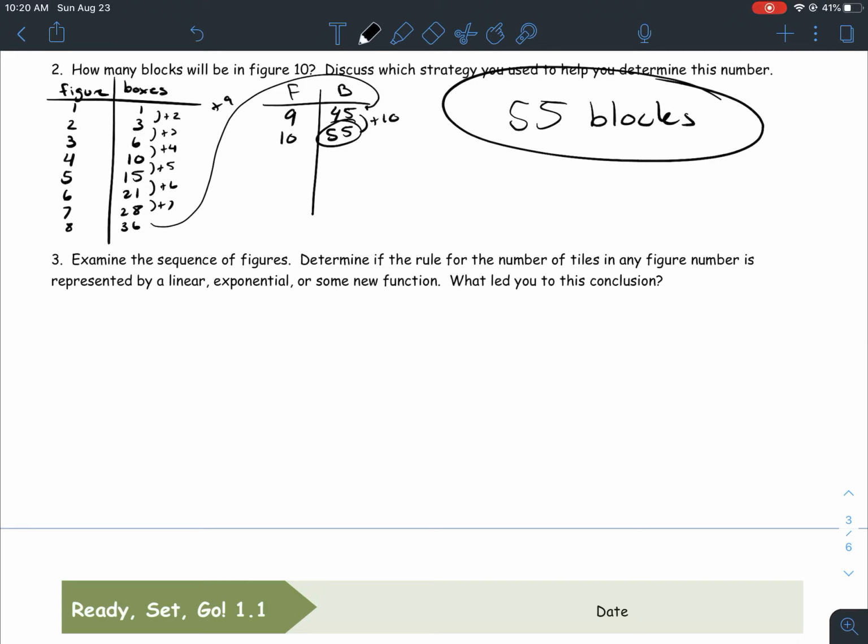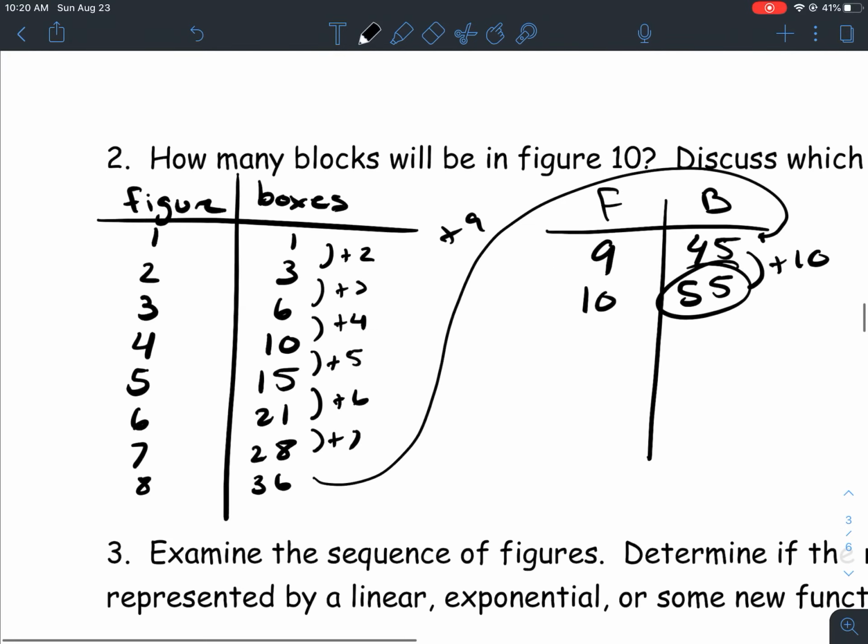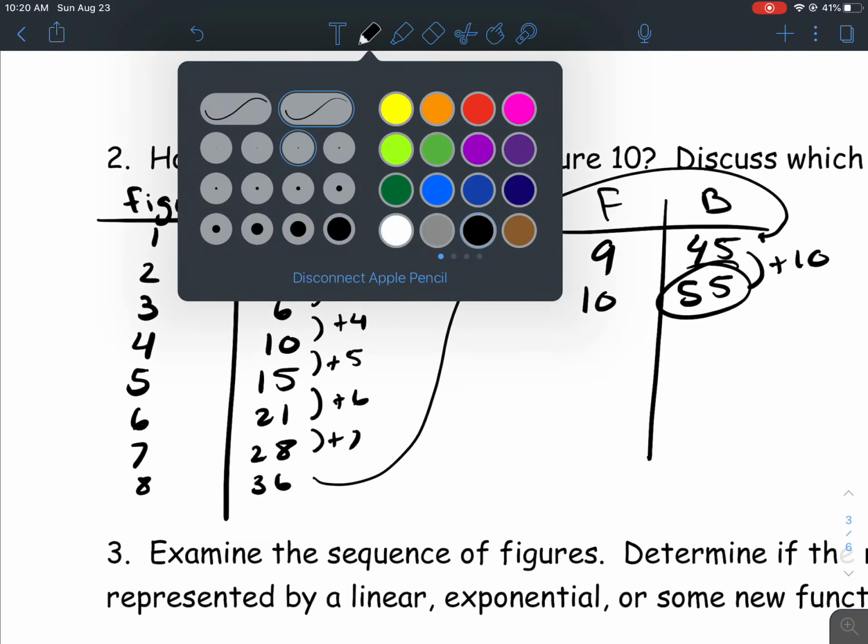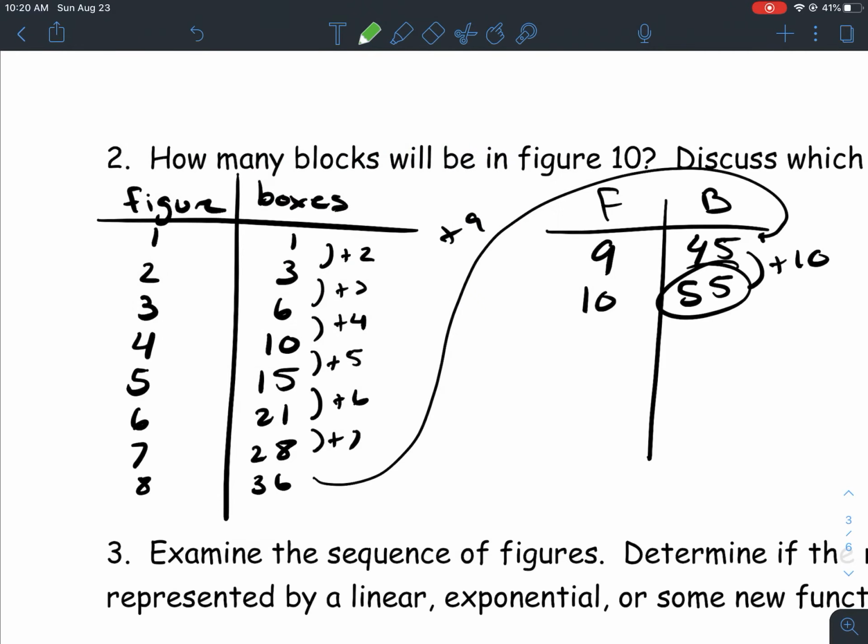So for number 3, it says, examine the sequence of figures. Determine if the rule for the number of tiles in any figure number is represented by a linear, exponential, or some new function. What led you to this conclusion? So if we look here, we clearly don't have a common difference, right? We went up 2, up 3, up 4, so the difference changed each time. And then we could try and figure out the ratio. The ratio between these first two would be times 3. The next one is times 2.